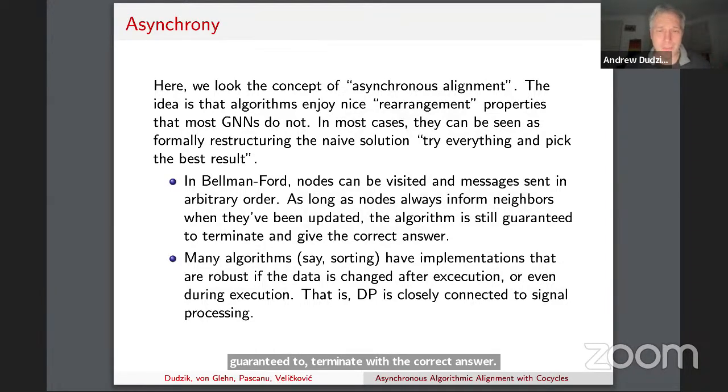And again, in the real world, many algorithms are not just about you get some inputs and then get some outputs. The inputs may change after the fact or even while you're executing the algorithm. And the data structures involved are designed so that the sort of minimal set of changes is produced when that happens.